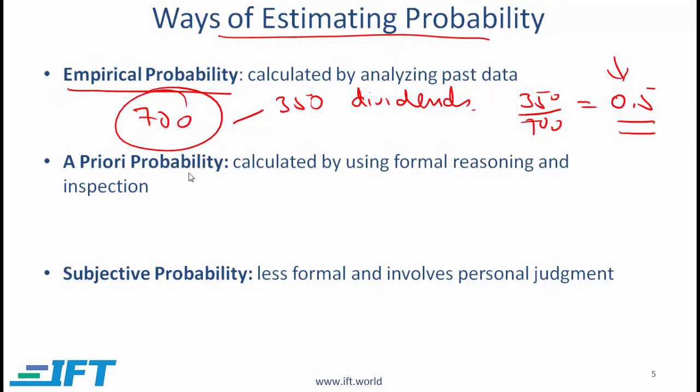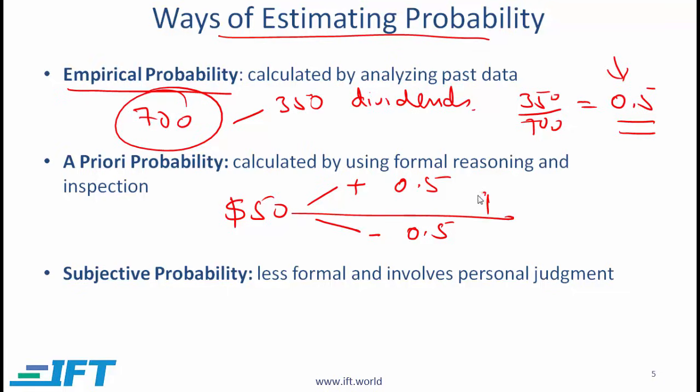A priori probability is calculated by using formal reasoning and inspection. Just to give you another simple example, let us say that the stock price is currently $50, and we say that the probability of the stock price going up is 50%, and the stock price going down or staying the same is also 50%. We use the reasoning that given the current stock price, there is an equal chance of the stock going up or down.